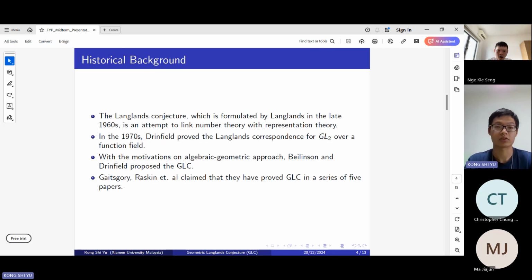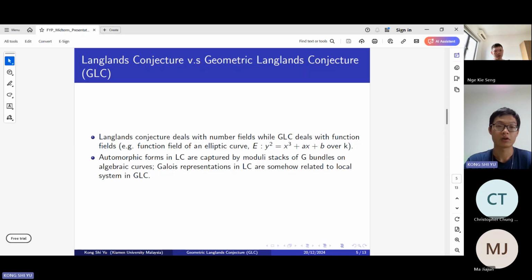The Langlands conjecture was first formulated by Langlands in the late 1960s. It is an attempt to link number theory with representation theory, and afterwards Drinfeld actually proved the Langlands correspondence for GL2 over a function field, using ideas of algebraic geometry and also some moduli spaces of curves. With these ideas, Beilinson and Drinfeld again proposed the GLC. And recently, Gaitsgory, Raskin and many other authors claim that they have proved GLC in a series of five papers. In this talk, I will be focusing only on the first paper, roughly the introduction of the first paper.